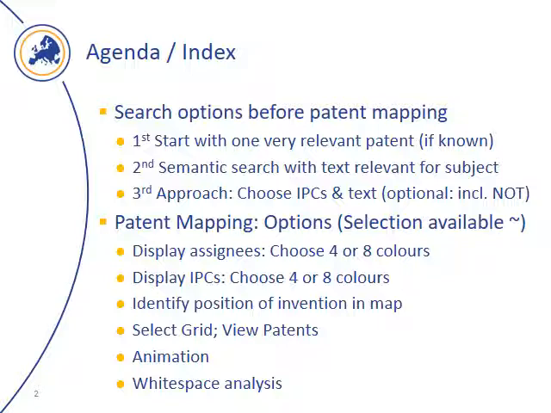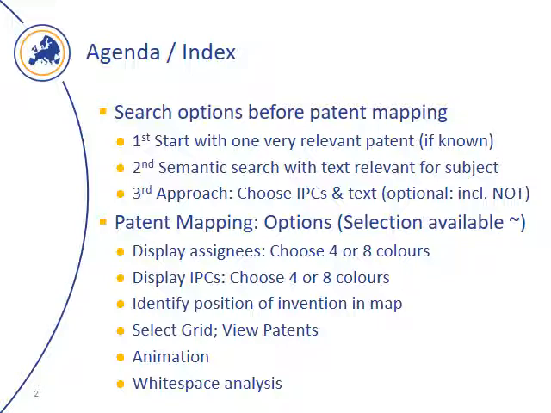So for instance it is recommended to display assignees in the resulting patent mapping. There is an option here to choose either 4 or 8 different colors, meaning that you can display up to 8 different assignees to have a graphical picture of the patent portfolio of these different companies.